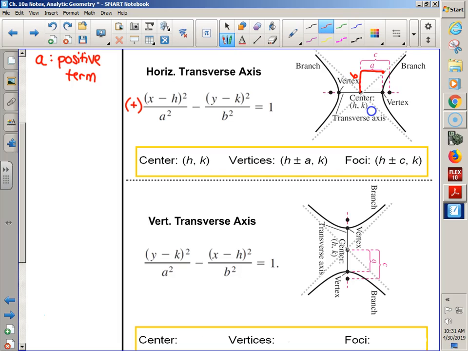So this way, if I go from the center to the asymptote, but if you notice on this one, B was how far up to get to the asymptote, A was how far over, B was with the Y, A was with the X. This one, B is how far over, A is how far down, B is with the X, A is with the Y.